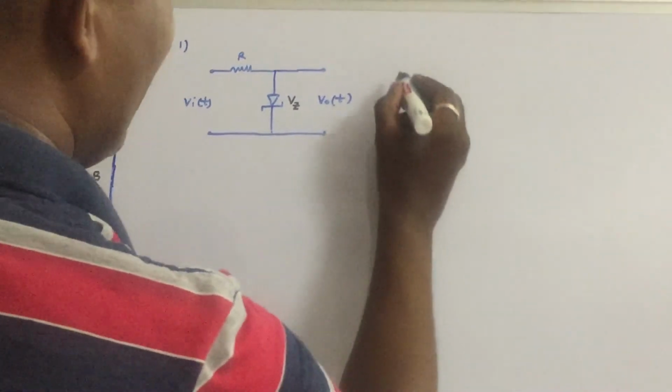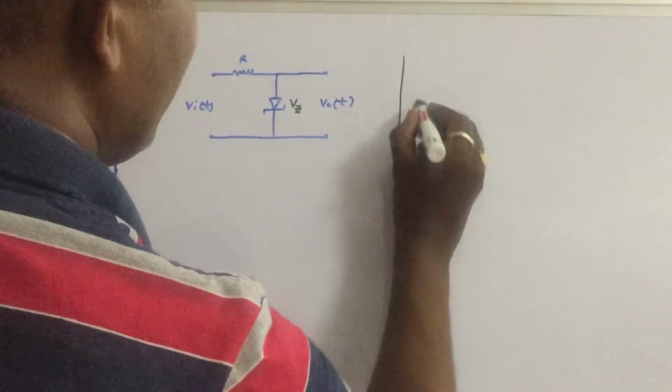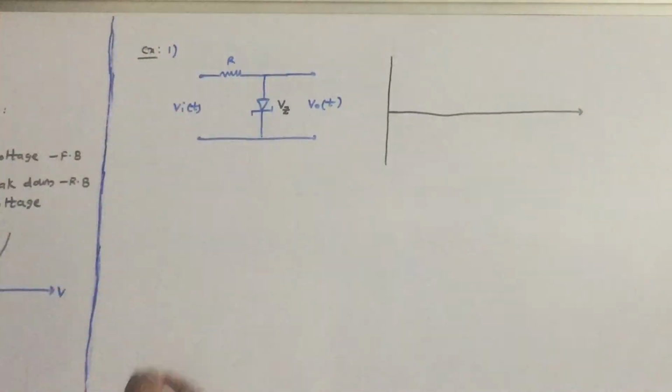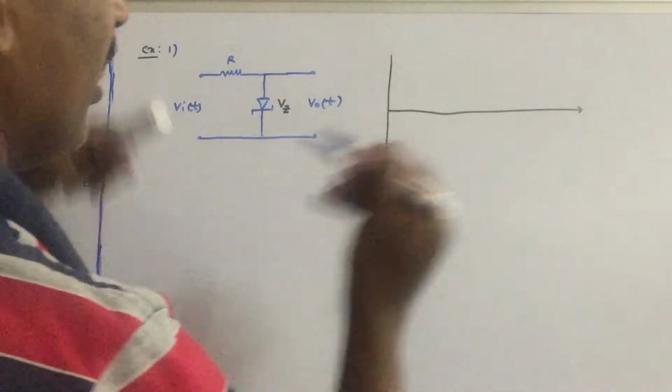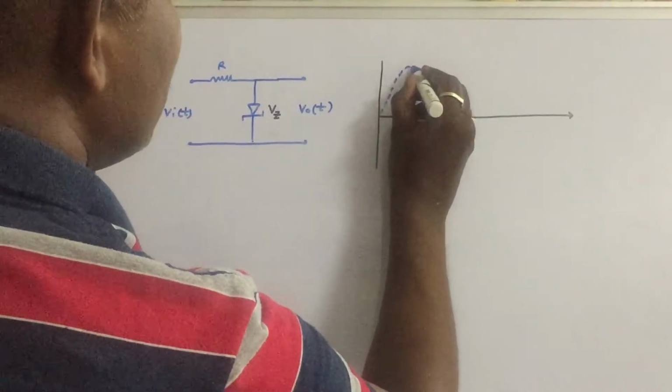So let us see the characteristics of it by applying sinusoidal input to this. By applying the sinusoidal input voltage, let us see how this circuit functions.